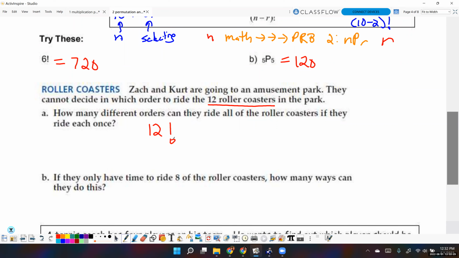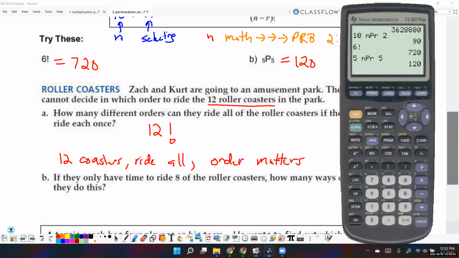The reason I know that is because I have 12 coasters I want to ride. Ride them all, so I'm selecting all of them. Order matters, because you've got to ride the best one first, otherwise the line gets really long. So let's go ahead: 12, math, 4. Ooh, that's a lot.